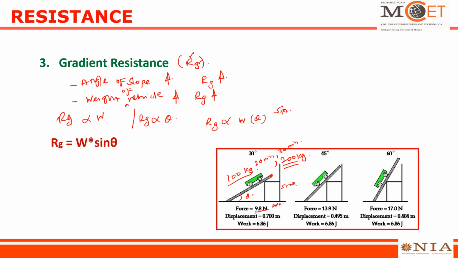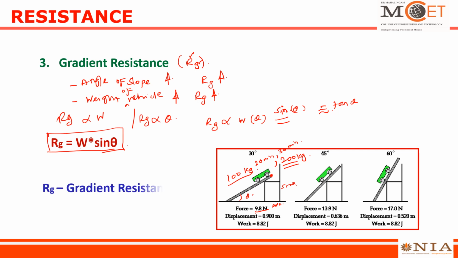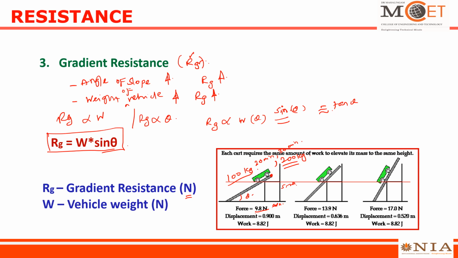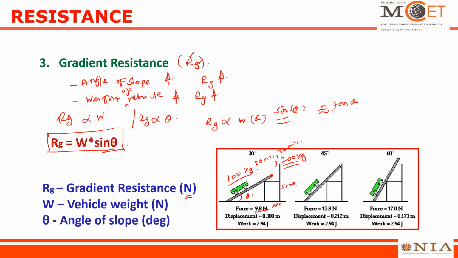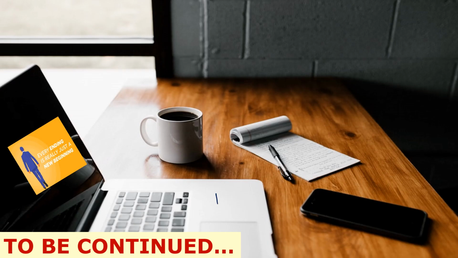This one is cos theta. I just take sin theta because sin theta is nearly equal to tan theta here approximately. So I take Rg is equal to W into sin theta. Here Rg indicates gradient resistance in Newton, W indicates weight of vehicle in Newton, and theta indicates angle of slope in degree. Thanks for kind listening.